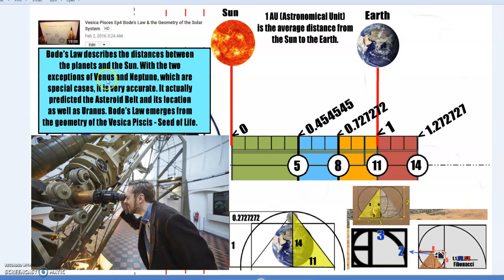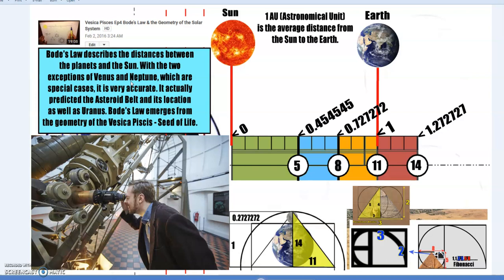Now, Venus fits Bode's law a slight fraction out, and same with Neptune, but Venus and Neptune are special cases. For instance, all the planets orbit in the same direction, but Venus rotates in the opposite direction. Neptune is tilted on its side, so it's generally agreed that Venus and Neptune have had something really weird happen to them in the past, probably a major impact, so they're not normal in that sense.